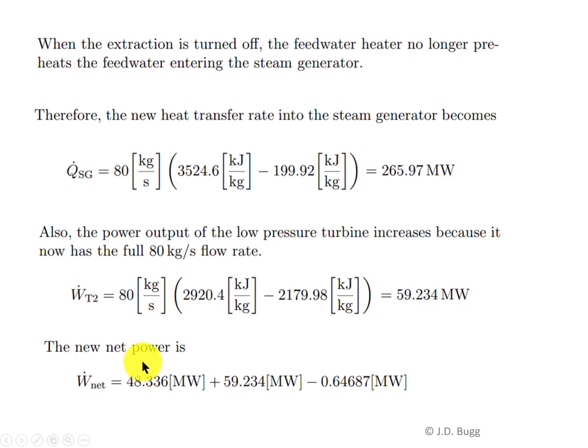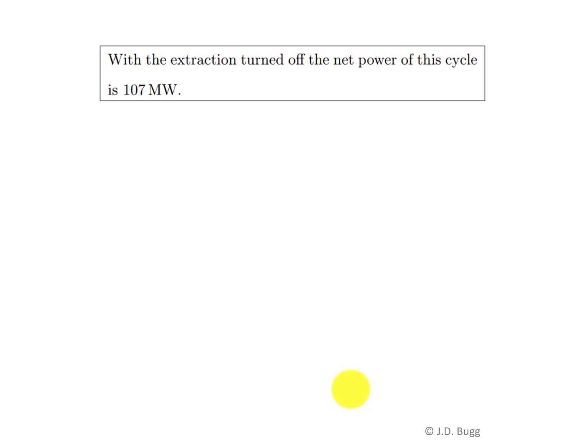So the net power is the same except for this number here, because that's our updated value for the power produced by the second turbine. The first turbine and the pump still stay the same. This gives us an increased power of 106.92. Remember, the old power was 101. So the net power output of this plant has gone up to 106.92. We conclude that with the extraction turned off, the net power of this cycle is 107 megawatts.